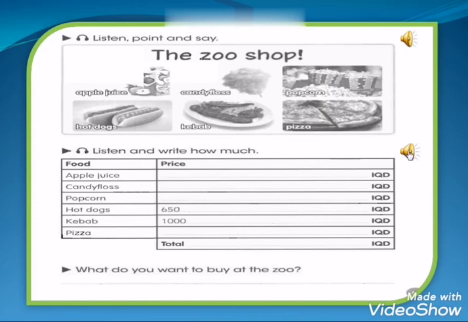Listen. 8. Listen and write how much. Hello. What do you want? The apple juice is 450 dinar. And the candy floss is 300 dinar. There is pink, blue, and white candy floss. Can I have a pink candy floss, please? That's 300 dinar. How much is the popcorn? It's 550 dinar for a box. Can I have some popcorn? And a pizza, please. The pizza is 850 dinar. Thank you.